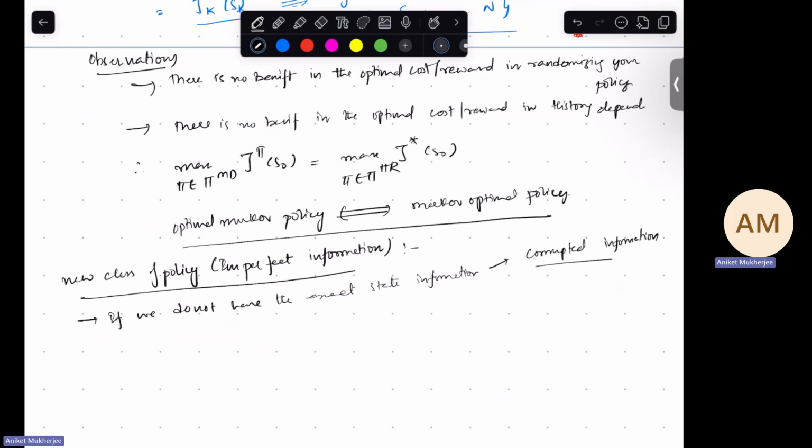And you'll see that in these types of problems, it is better to keep the whole history of observation. We will see this in the next class. I'll stop recording.